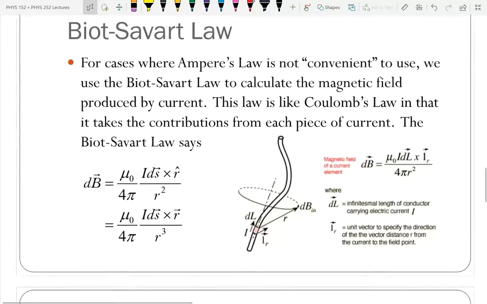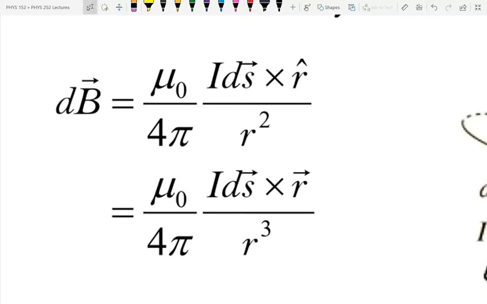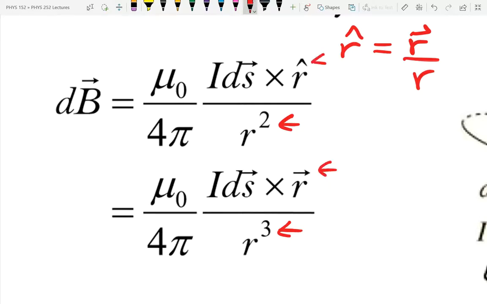So the actual law, it's written two different ways here. They're perfectly equivalent to each other. The difference is that R hat is equal to R vector divided by R. And so you have R to the second power versus to the third power with the vector versus the hat. Sometimes you're happy having the vector on top, and sometimes you're happy having the hat on top. And so I just have it shown two ways. They're perfectly equivalent. There's no reason to show two ways except for to remind you that you could look at it either way.